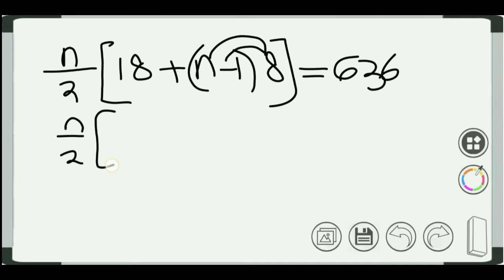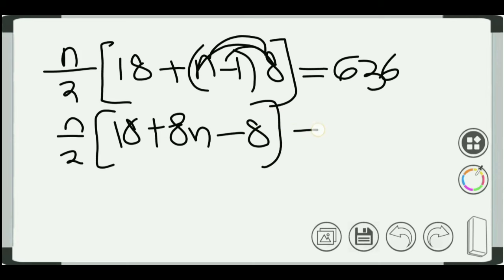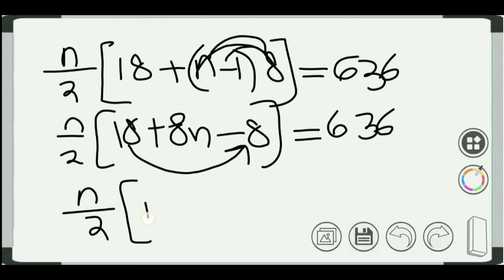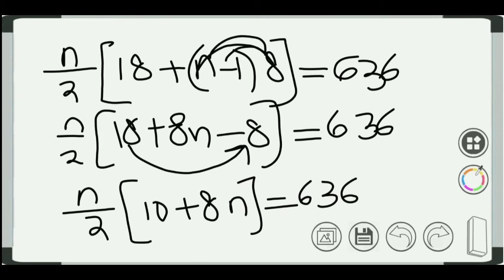So n by 2 into (18 plus 8n minus 8) equal to 636, that is 18 plus 8n, and 8 into minus 1 is minus 8. Now you can solve these two: 18 minus 8 is 10. So n by 2 into (10 plus 8n) equal to 636. Now I'll give this n by 2 to both 10 and 8n. The whole n by 2 I am giving.